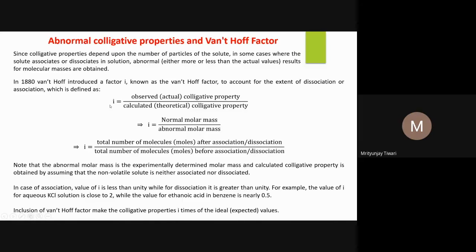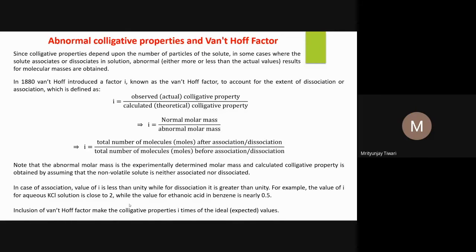Even if you don't have the formula, if you know the real molar mass by any method, that is the normal molar mass. So i can also be calculated as the total number of moles after association or dissociation divided by the total number of moles before association or dissociation. The moles before means when the solute was in the pure form, because as soon as you add it into the solution, it starts associating or dissociating, so the total number changes. This is how we obtain the value of i, the Van 't Hoff factor. Note that the abnormal molar mass is the experimentally determined molar mass, and a calculated colligative property is obtained by assuming the non-volatile solute is neither associated nor dissociated.